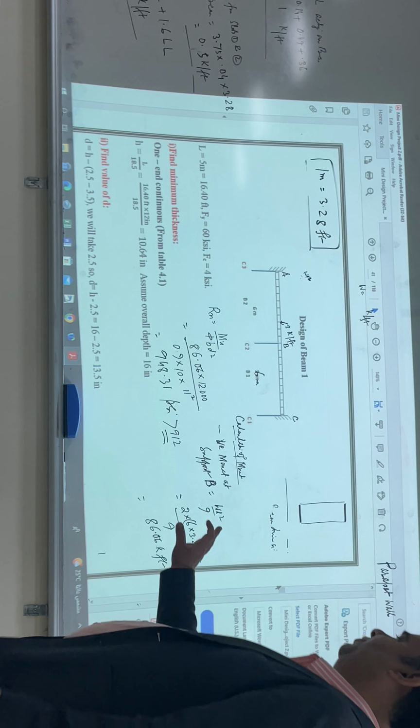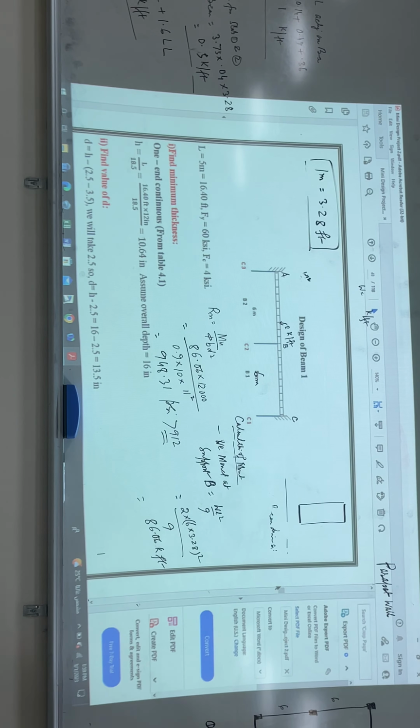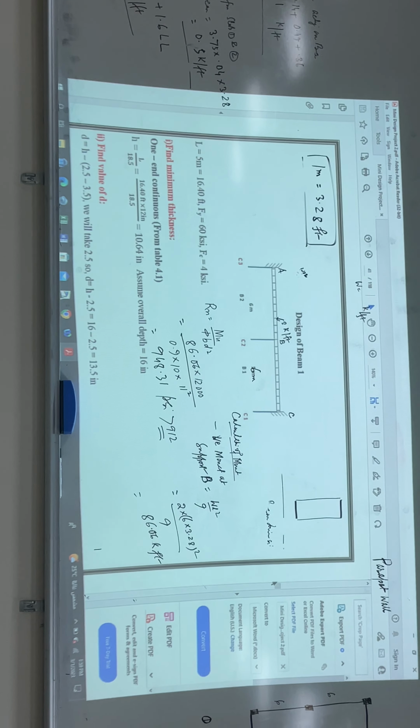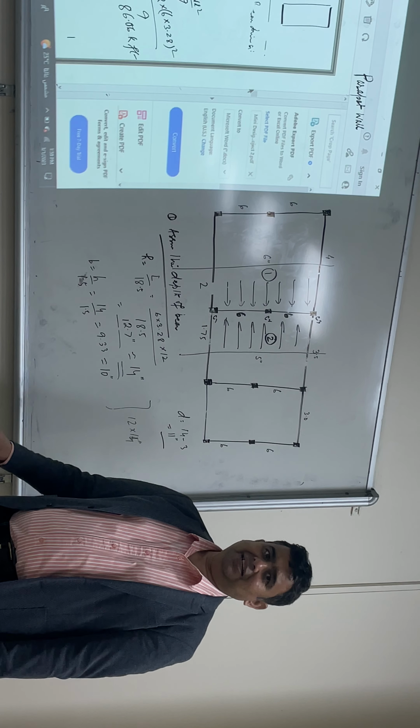Suppose you are not designing a doubly reinforced beam. I had a little doubt that it will come doubly reinforced. That is why I was increasing the depth, but you asked why I decreased it. That is why I put it like this.